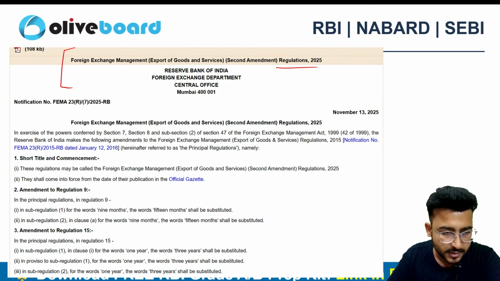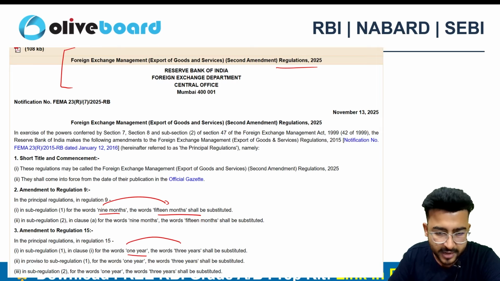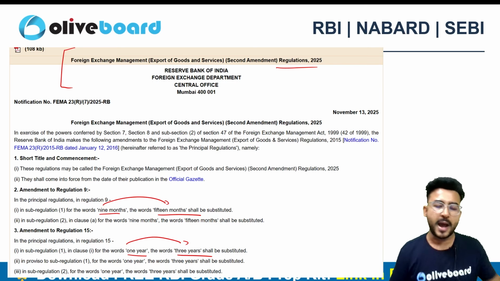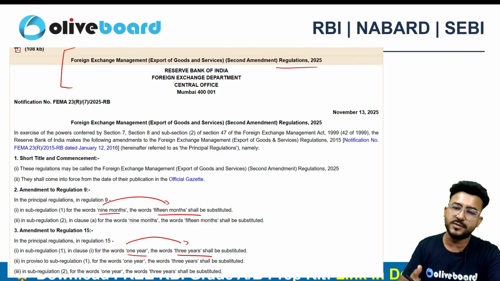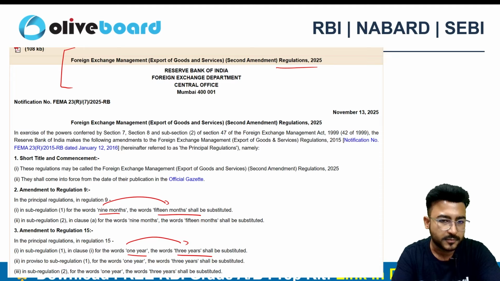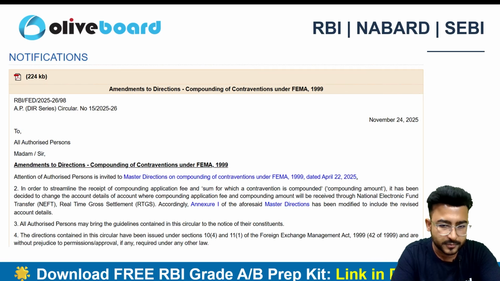So look, in the directions also, 9 months they have changed to 15 months, right? 1 year they have substituted by 3 years. So these are some of the changes that I have done correspondingly in the FEMA Act as well. Trade relief measures were announced, and these are the things that they have changed in the FEMA Act as well, right?